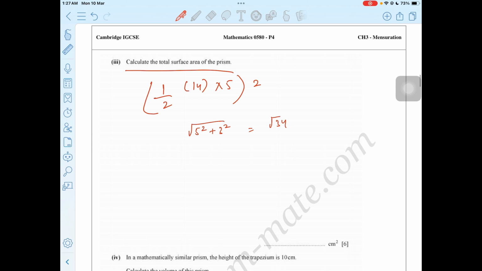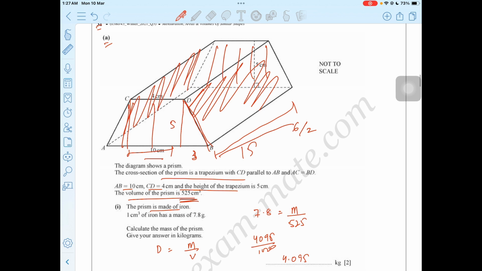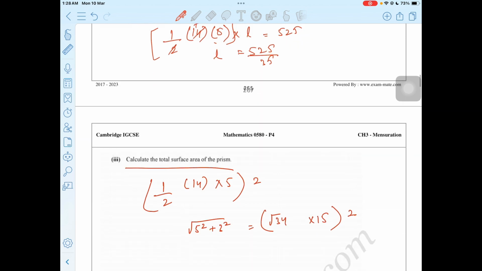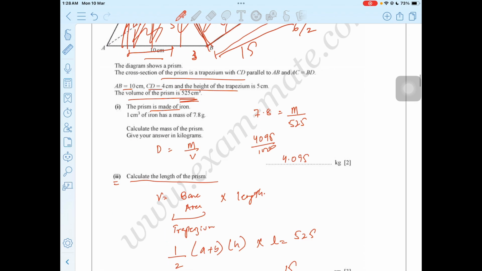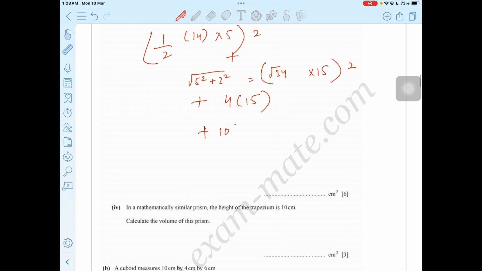So this root 34 would be multiplied by 15, 2 times, because this is this and then this again. This would be similar to this, right? And then we need to calculate the upper rectangle and then the lower rectangle, right? So the upper rectangle is 4 multiplied by 15, right? Then we have to add this 10 into 15, right? So we quickly add them up to get our final answer as 455, right?